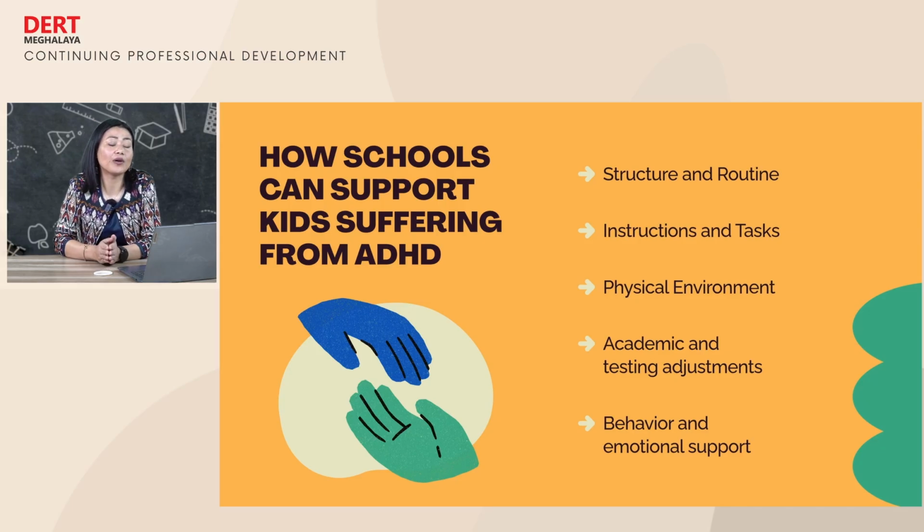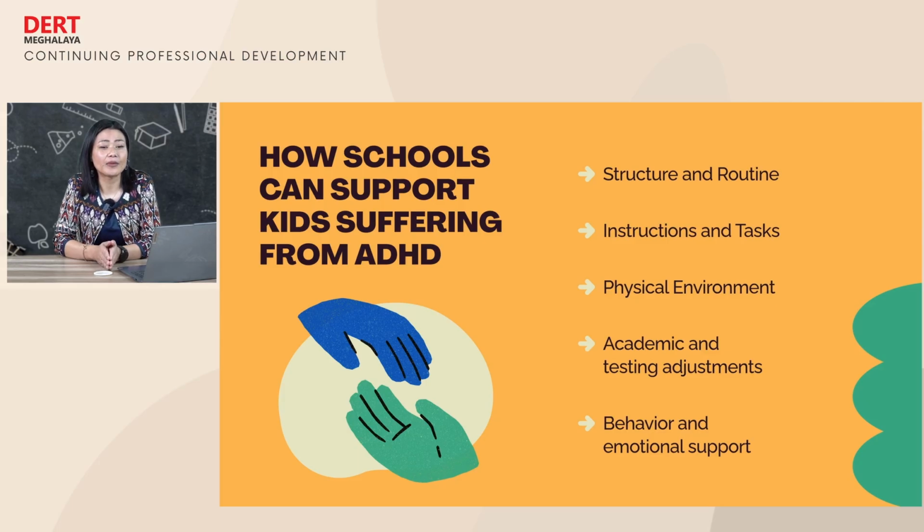Classroom strategies and accommodations can include structure and routine. Maintain a consistent daily schedule and classroom routines. Provide advance notice of changes to the schedule. Use a visible daily schedule and clear rules or expectations. Instruction and tasks. Give clear, simple instructions, one at a time, checking for understanding, for example, by asking the student to repeat them.